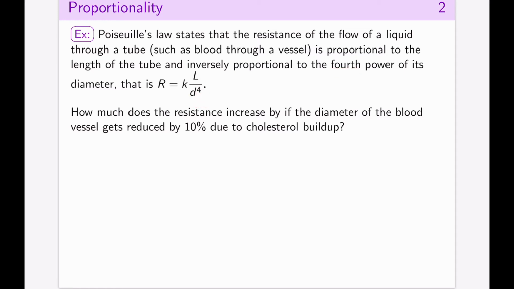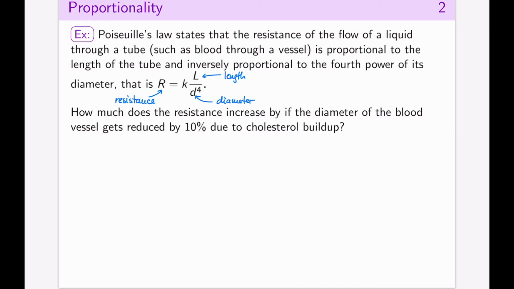Maybe let's label all of the variables in this equation. R is the resistance of the flow. K is my proportionality constant, and I'm not going to label that. L is the length of the tube, or again, a blood vessel. And D is the diameter of that same blood vessel. So a standard question is, for example, as one grows old and acquires cholesterol in their veins, how much is the restriction of the blood flow through the veins affected by the acquirement of said cholesterol?